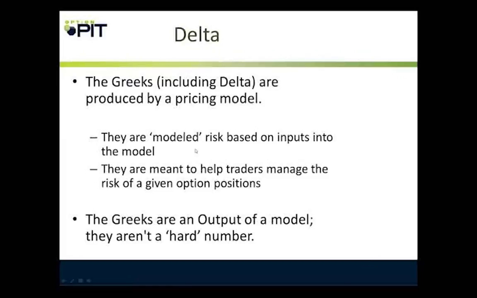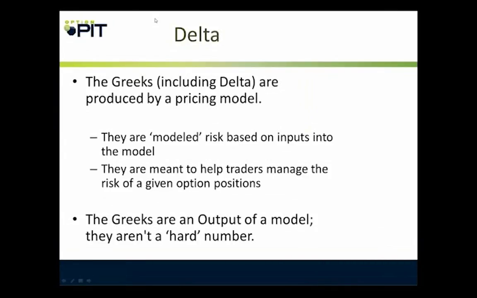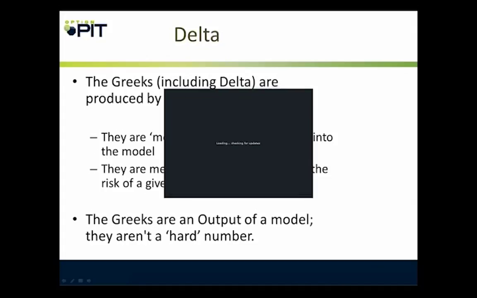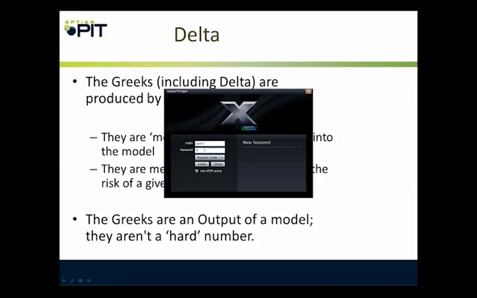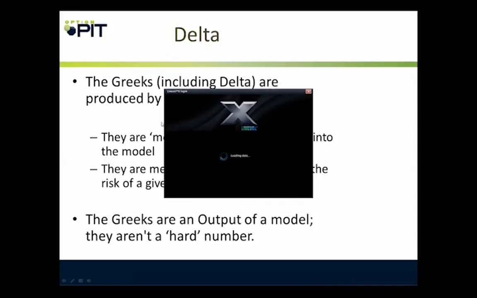Why is this giving me trouble? There we go. All right, the Greeks, including delta, are produced by a pricing model. They are modeled risk. They are meant to help traders manage the risk of a position. They're not a hard number. It's not like stock where 100 shares of stock is 100 shares of stock. Delta is not fixed. There is an old term in data called garbage in, garbage out. And if you put in bad theoreticals, you will get garbage pricing.